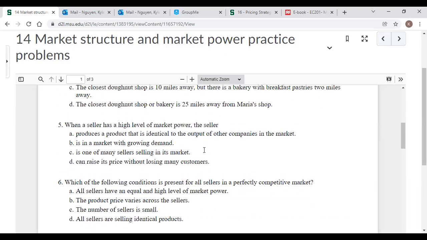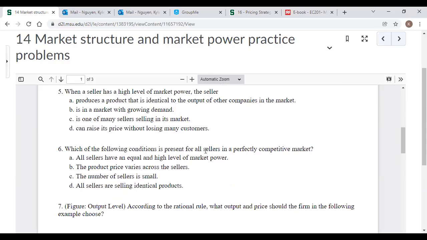Question 6, my apologies. Which of the following conditions is present for all sellers in a perfectly competitive market? A, all sellers have an equal and high level of market power. Not necessarily. In a perfectly competitive market, you all have low market power. So that's the first red flag. And another thing is that you can have slightly different amounts of market power, but the general gist is that all of you have low market power.